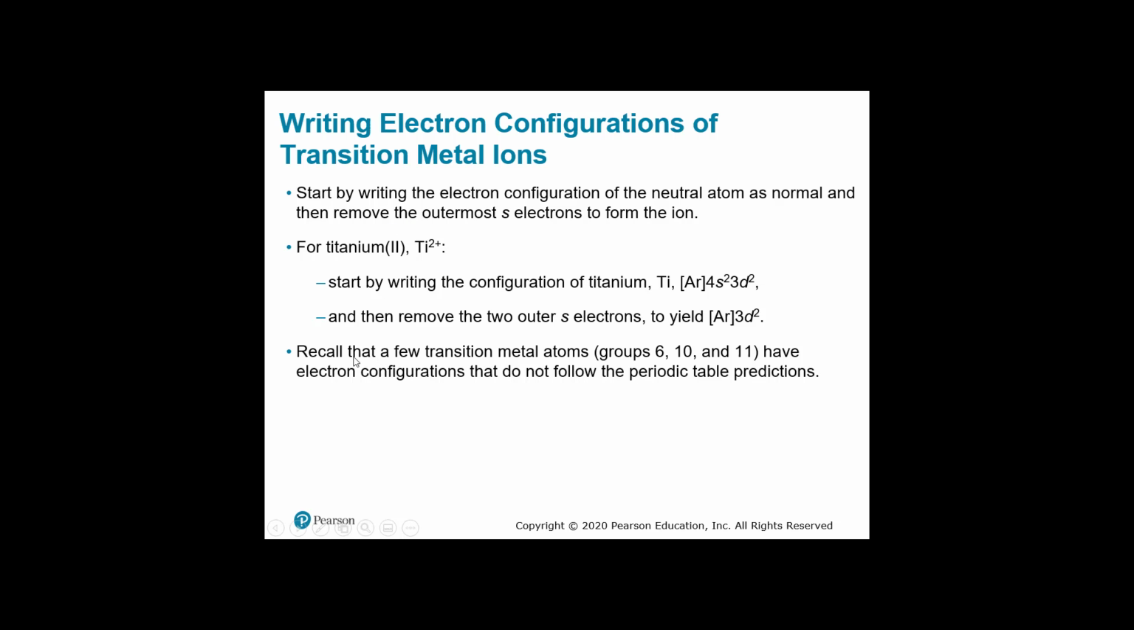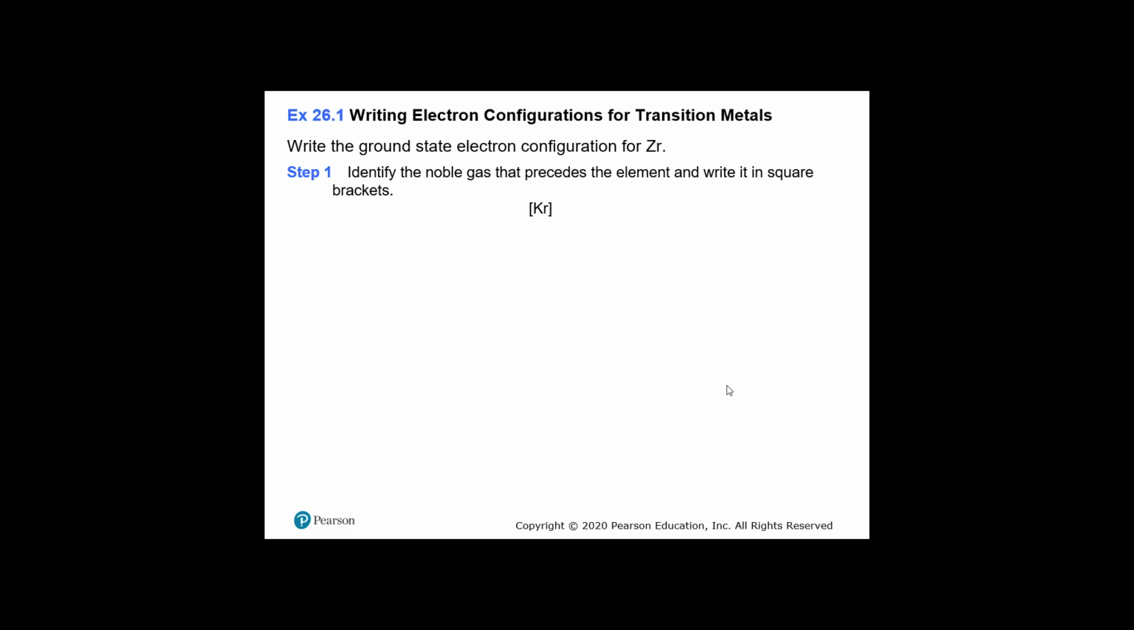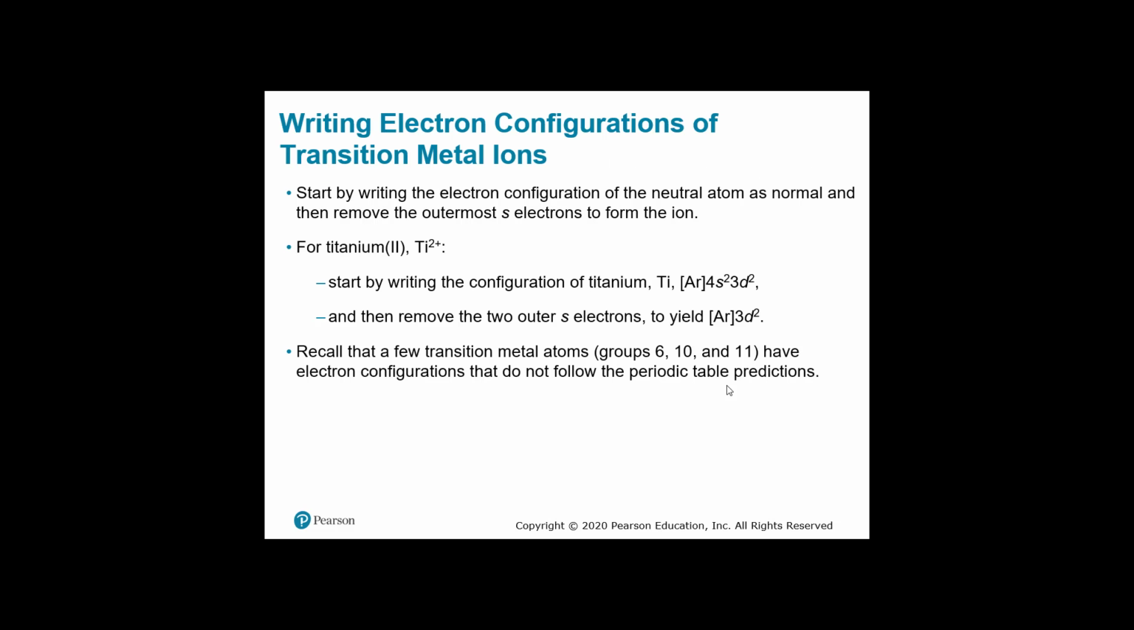Okay, if you recall that a few transition metal groups have electron configurations that don't follow the periodic table predictions, I don't remember what that's about, but don't worry about that. Sorry, I don't know what that is talking about. I don't remember seeing that in your book. I should have caught that line. I would have removed it. Anyway, I'm not going to give you anything offhand that I haven't covered or that's not in the book.